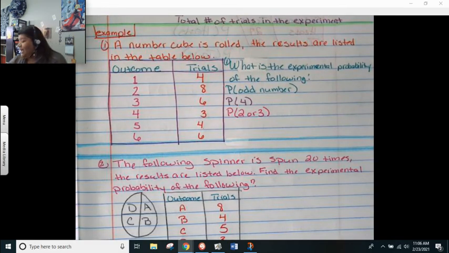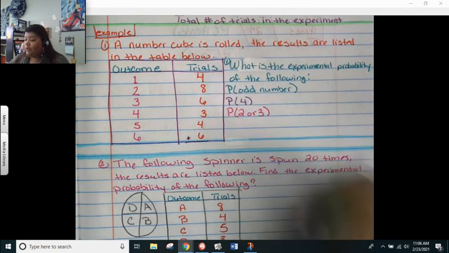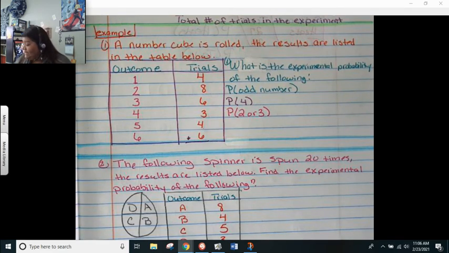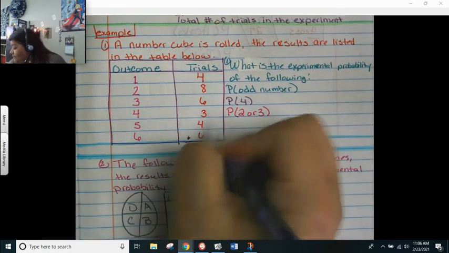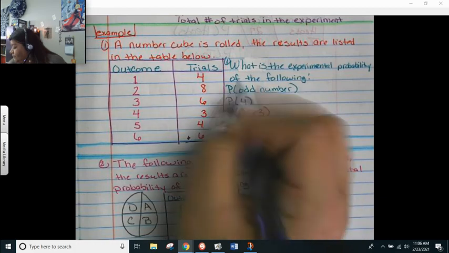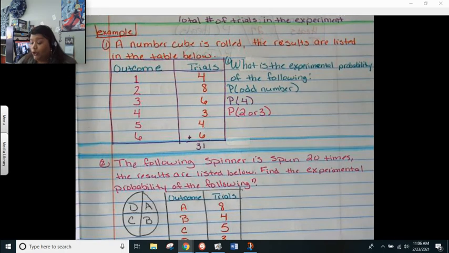Now, before I even get into the probability part, I know that the bottom number has to be how many times did I roll this cube? So to figure that out, I have to add up all of my trials. So let's add them up together. Just to be sure, because sometimes I make mistakes and I don't want to make mistakes for y'all. So I have 4 plus 8 plus 6 plus 3 plus 4 plus 6. That gives me 31. So total trials is 31. So I rolled this cube 31 times. So now that I know that, this is how we set up our experimental probability.